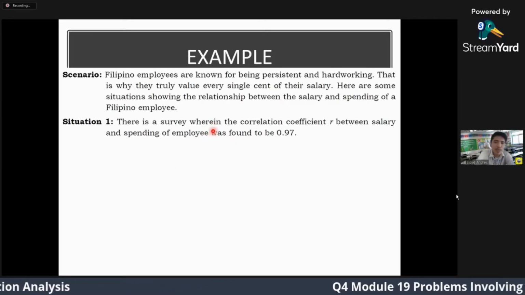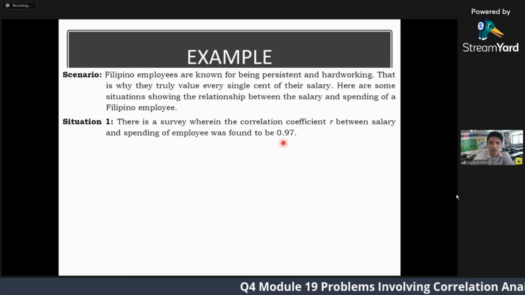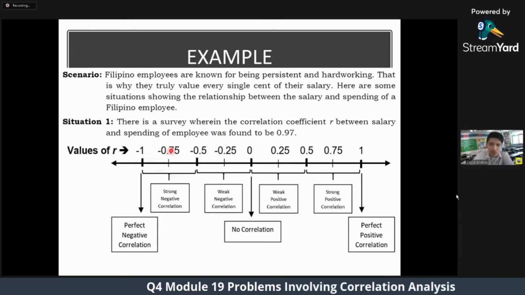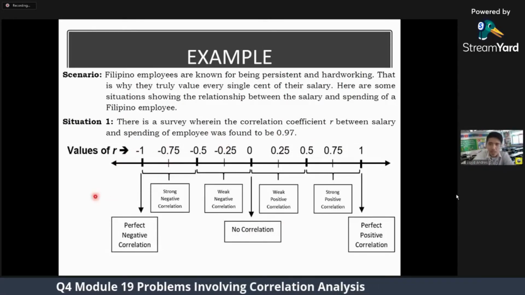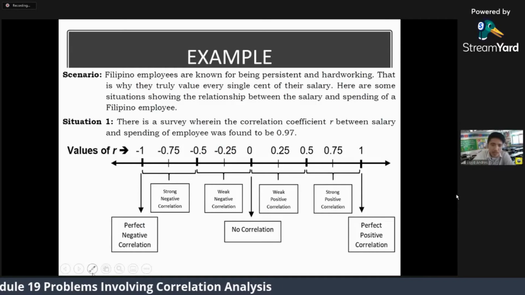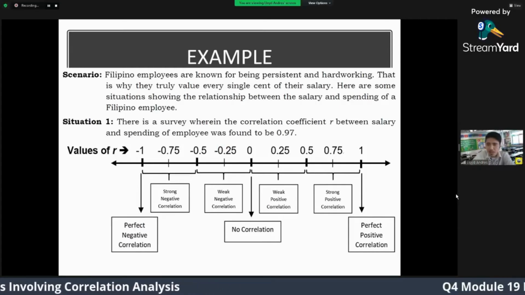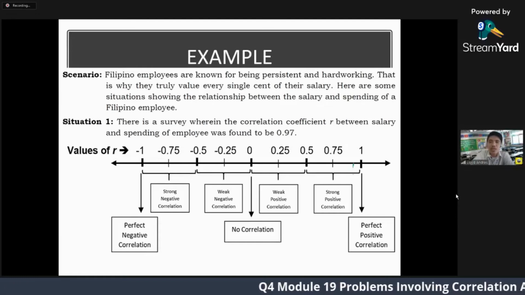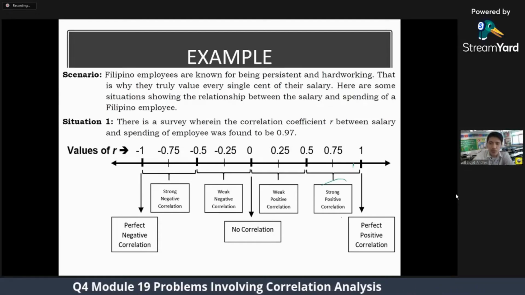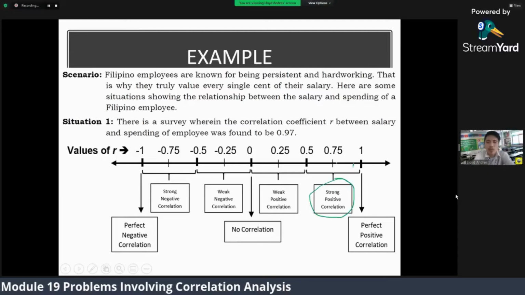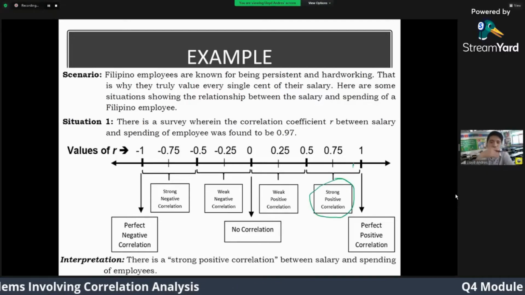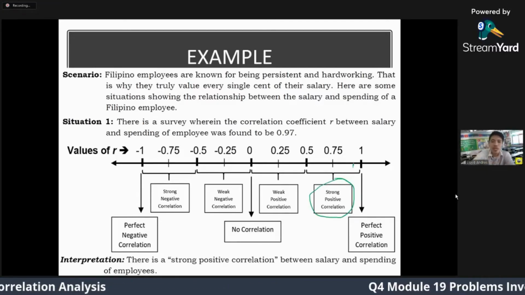So, based sa ato ang R nga 0.97 and using this one, asa man na si 0.97. Naa man na diri si 0.97. So that is greater than 0.5 but less than 1. Therefore, strong positive correlation. And what does it mean when you say there is a strong positive correlation?